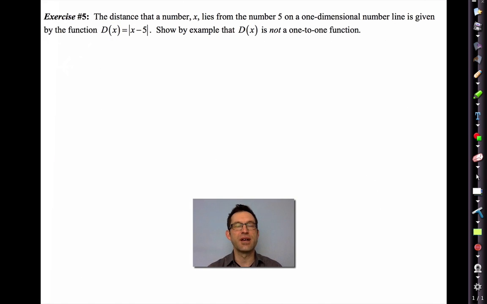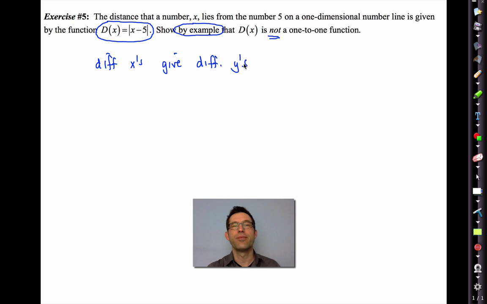Exercise 5, last exercise. The distance that a number x lies from the number 5 on a one-dimensional number line is given by this function. D of x equals the absolute value of x minus 5. Show by example that d of x is not a one-to-one function. Now, a one-to-one function means different x's give different y's. A non-one-to-one function will mean different x's give the same y.